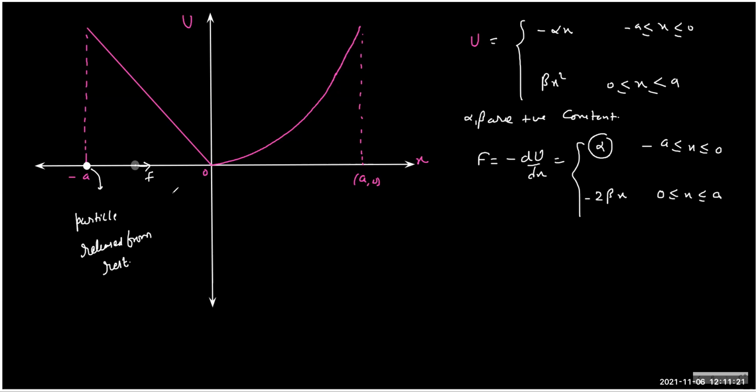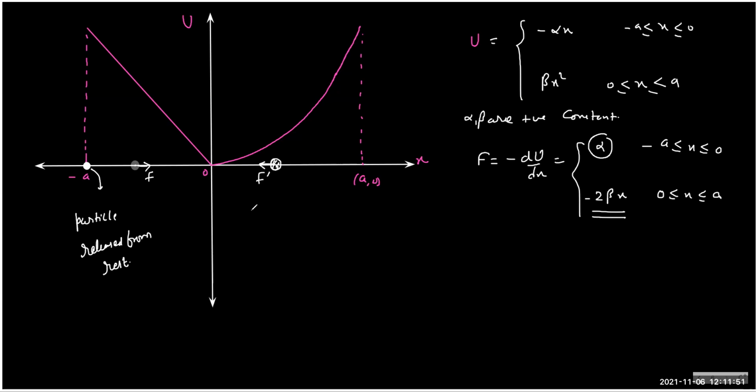Yeah, that's interesting. So if you release from minus a, you will go towards the origin. But the moment you cross the origin, something interesting will happen. If x is positive, this will give you the force towards the left. Because x is positive, beta is positive, 2 is positive, minus will make it negative, which means force acting left.